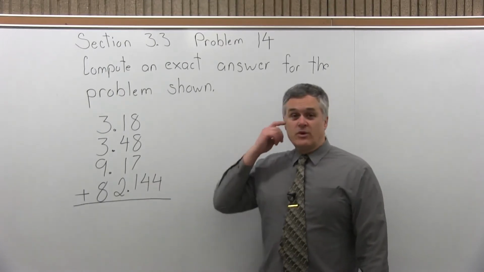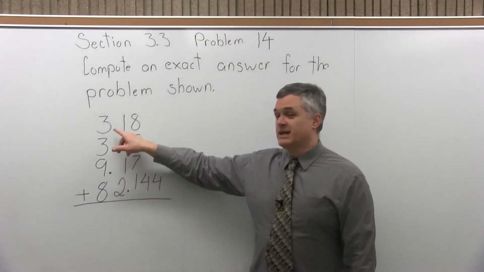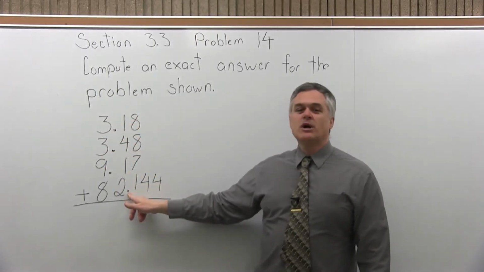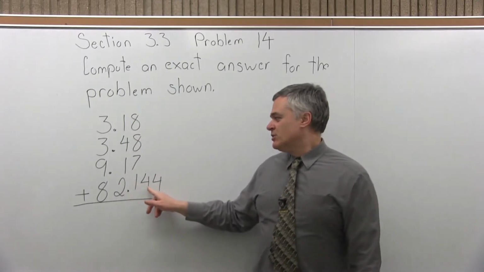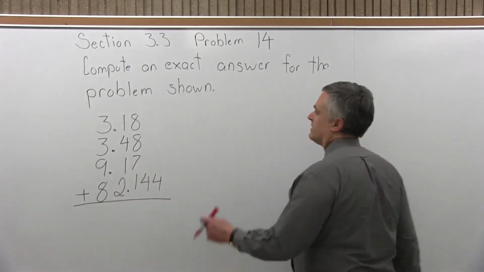Now, in order to do the math, I have to rewrite it so that the decimal points line up. The top three numbers are great. They line up nicely, the decimal point. The bottom one does not. The decimal is much further to the right compared to the others. So let's rewrite it so that it lines up.